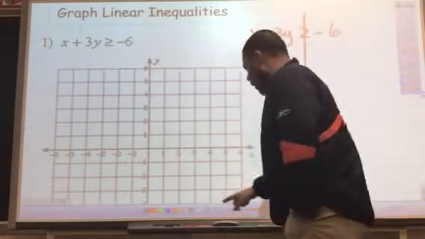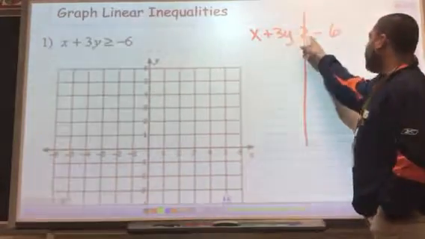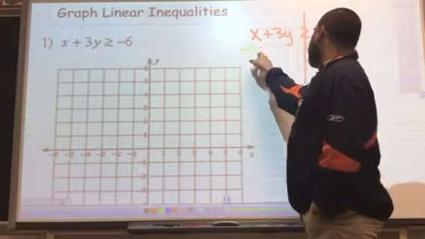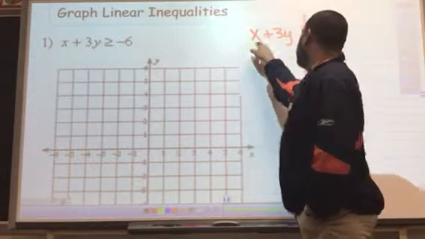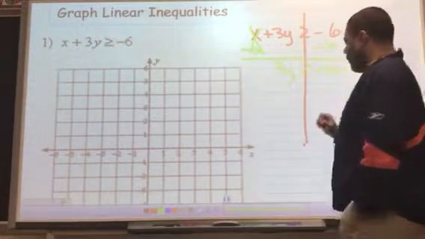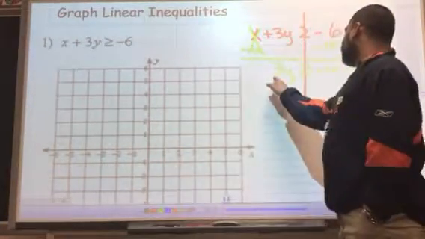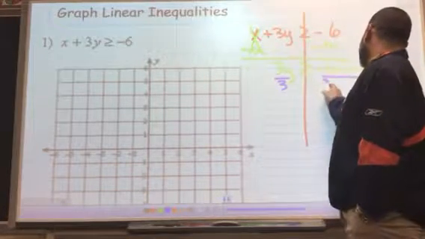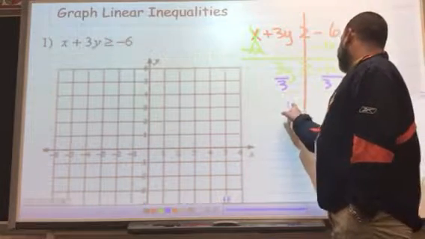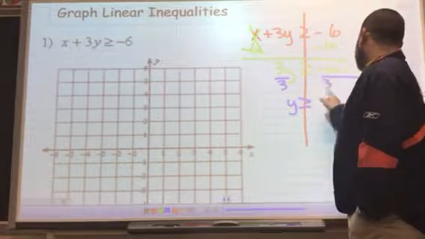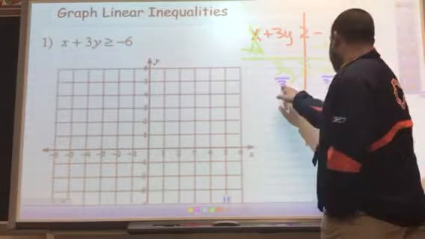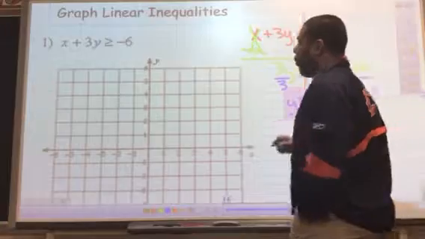So my first step is I have to solve this. What's really important when I solve this is I have to pay attention to my inequality sign. So I'm going to subtract 1x on both sides. That gives me 3y is greater than or equal to negative 1x minus 6. Finish it. Divide everything by 3. Now, I'm dividing by a positive 3, so I do not need to flip my inequality sign. It'll be y is greater than or equal to negative 1/3 x minus 2. So here is my slope-intercept form.